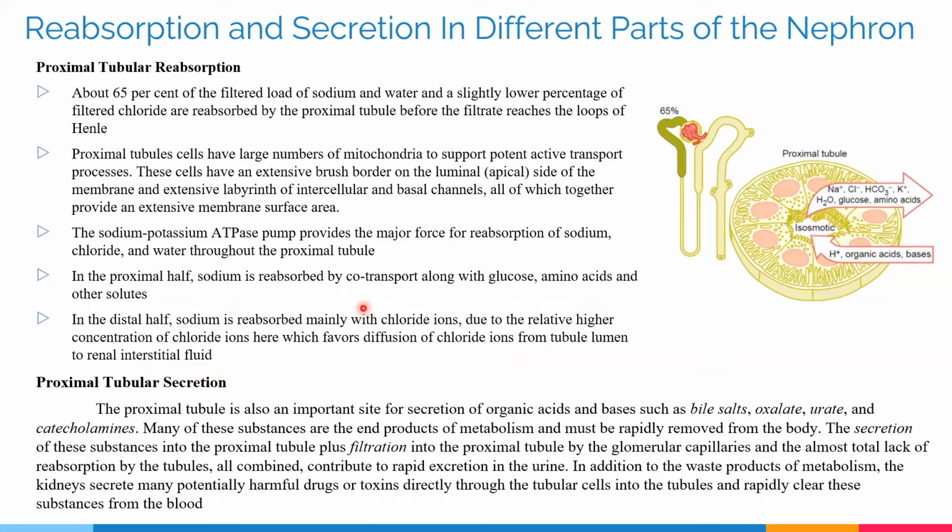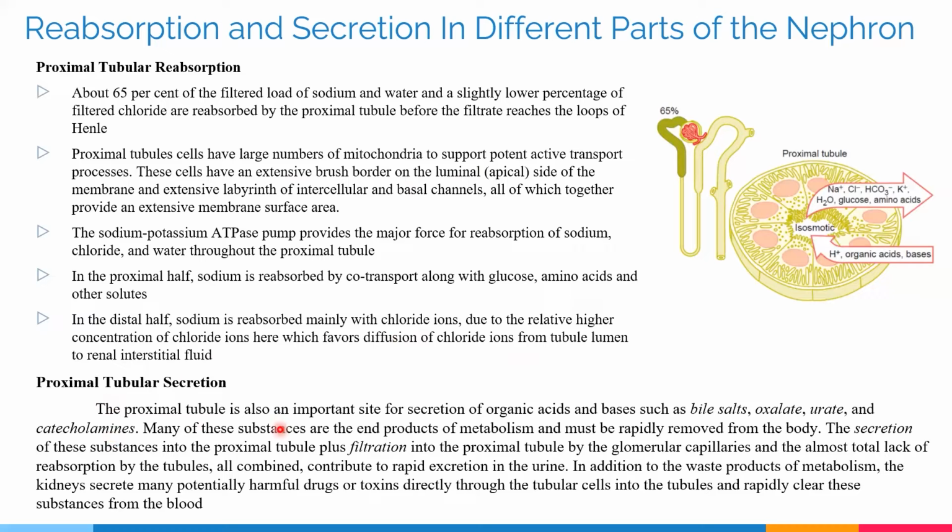So in the first half, we see active co-transport of glucose, amino acids, and other solutes along with sodium. Whereas in the second half, as we have already discussed, sodium reabsorption causes an increase in concentration of various substances in the glomerular filtrate, which further allows passive diffusion of chloride ions and other ions.